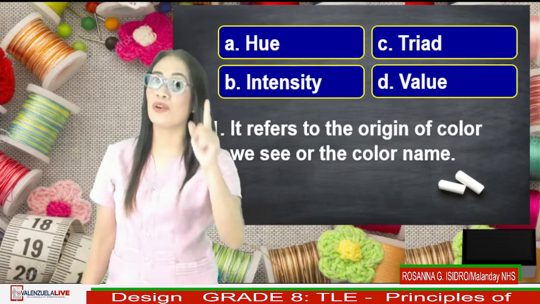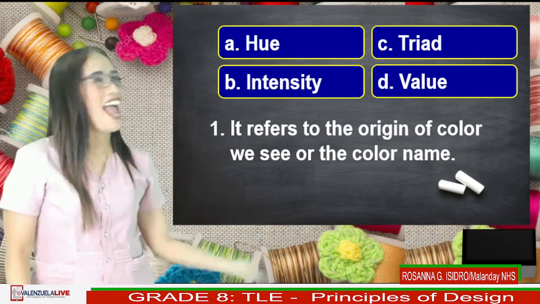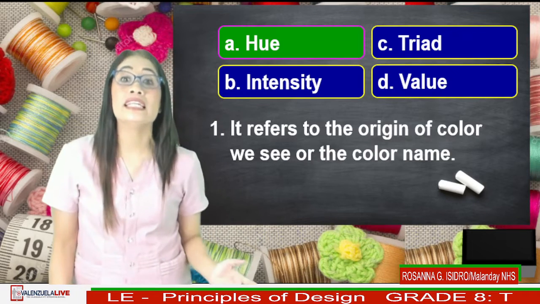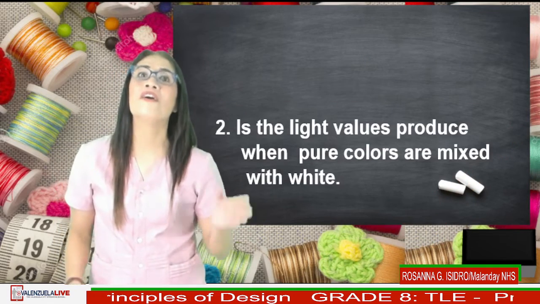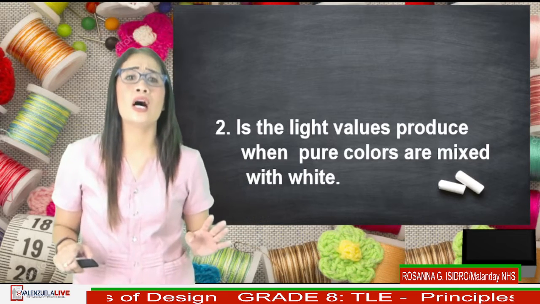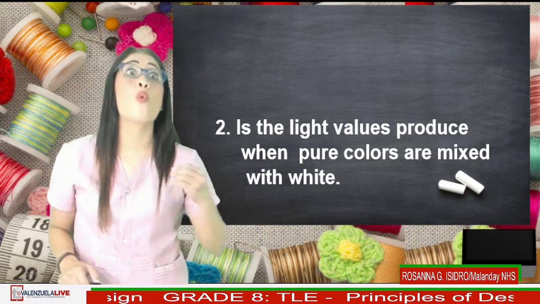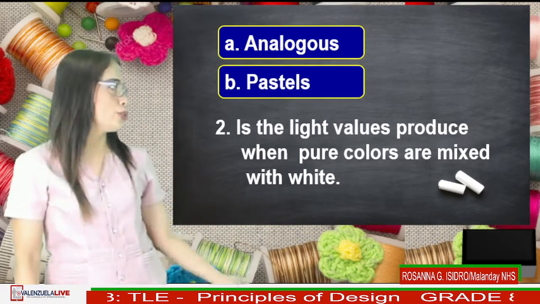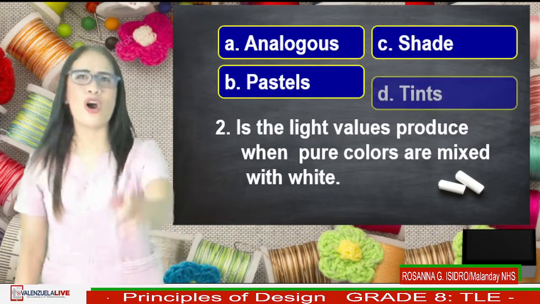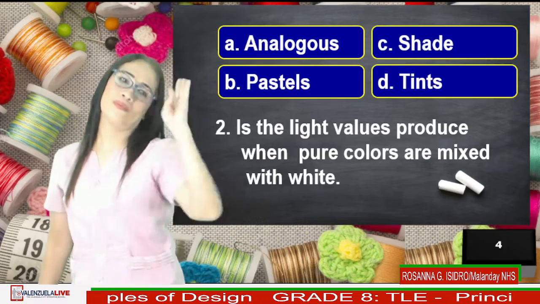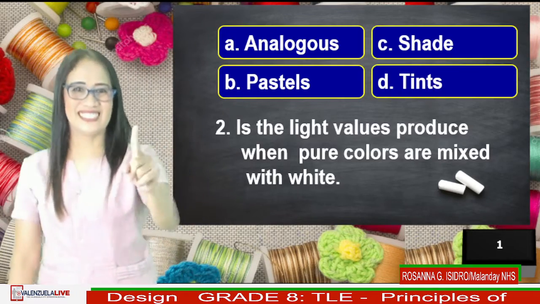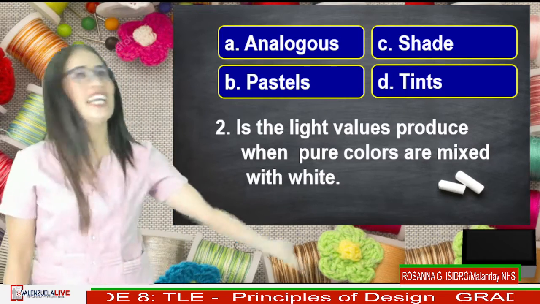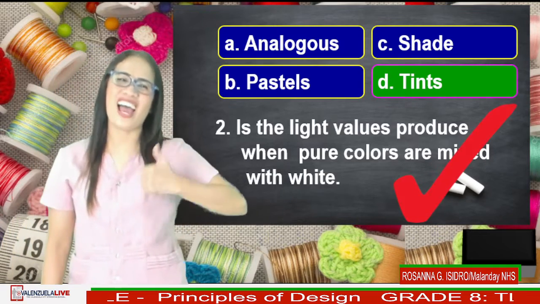If your answer for number 1 is letter A, you are right. Number 2, it is the light values produced when pure colors are mixed with white. It is letter A, analogous, or letter B, pastel, letter C, shade, or letter D, tint. Your time starts now. 5, 4, 3, 2, 1. Your time is up. If your answer is letter D, then you are correct.